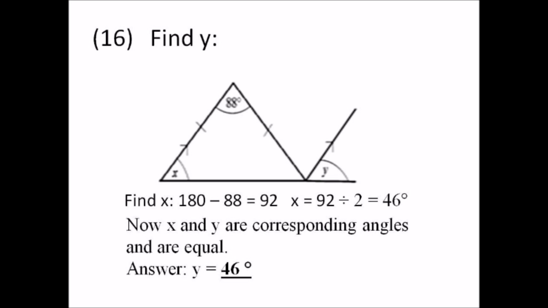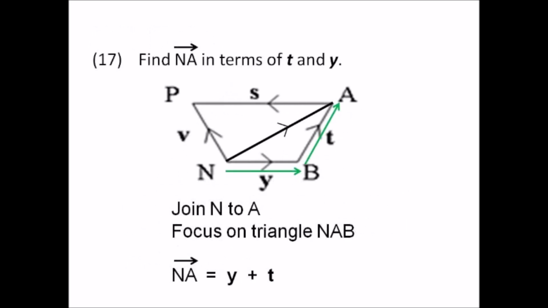You'll have a lot more of those to do. Number 17, vectors. Find vector AN in terms of t and y. All you have to do is join N to A, and you go from tail to the head. So it's y plus t. Vector AN is y plus t. Straightforward. You see the green lines from N to B and from B to A, and it's going the same direction as the lines on the rectangle. So it's just positive y and positive t. Y plus t or t plus y. So in this case, that's the answer.